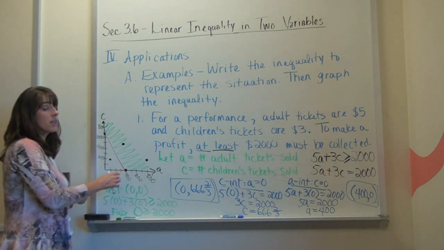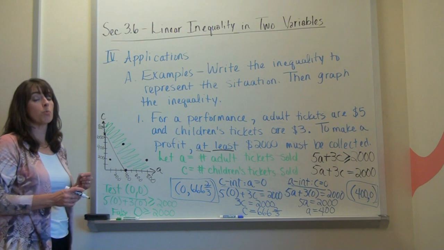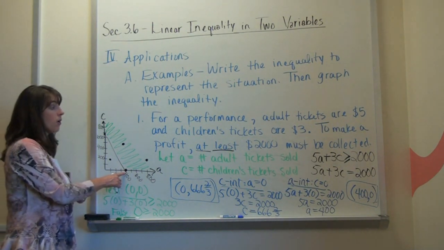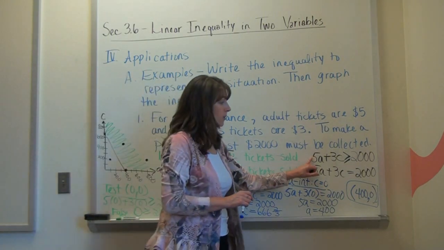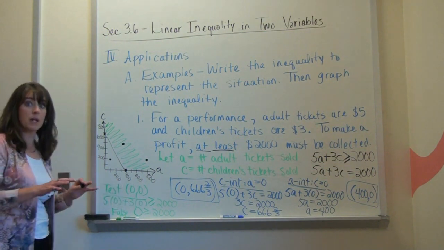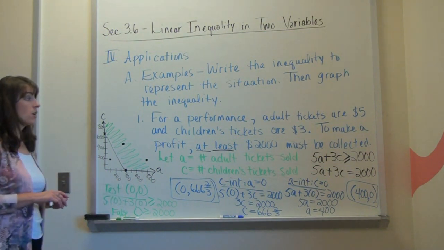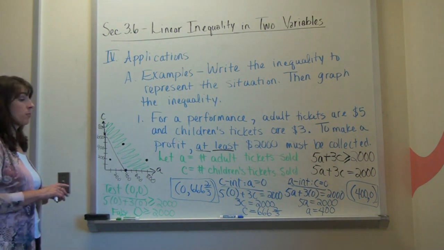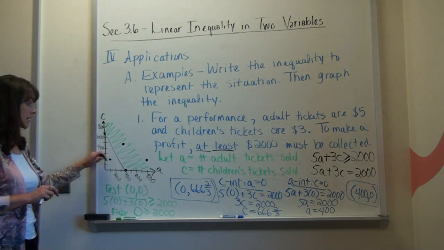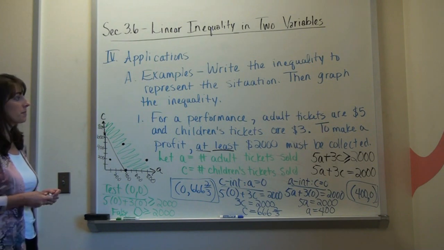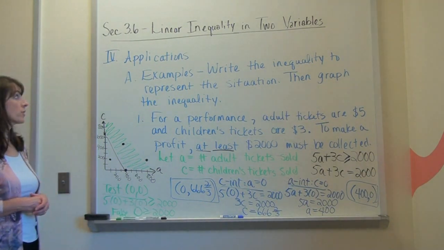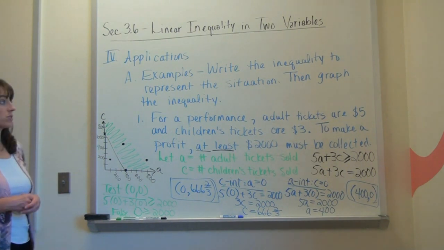And anything on the line actually is where you will break even. If I want to sell 400 adult tickets and no children's tickets at all, well, 400 adult tickets here will give me exactly $2,000 and no children's tickets, I will make exactly what I need to make, it's $2,000. So I will break even on that point. The profit is actually up here in the green area, and the line is the break-even point, and down here is no profit at all. So that's one example of an application of your linear inequalities and how to use them.